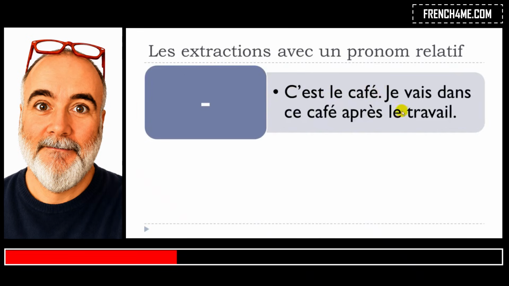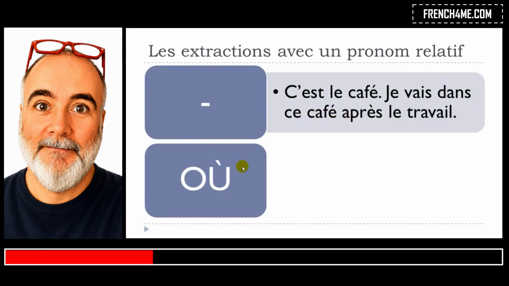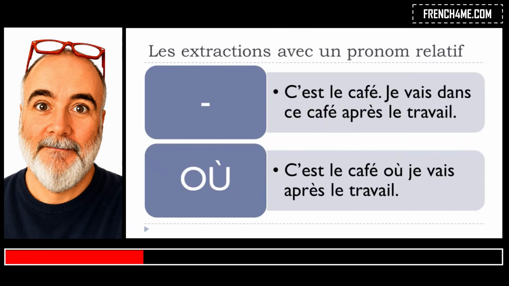C'est le café. Je vais dans ce café après le travail. So exactly the same thing. C'est le café, so it's the café. Je vais dans ce café, I go in this café après le travail, after work. And in that case, you can see that it's dans ce café, and we're talking about a place. In that case, when we're talking about a place, we will use le pronom relatif où. Remember to put the accent. Où. And so the sentence that we will get will be as previously.